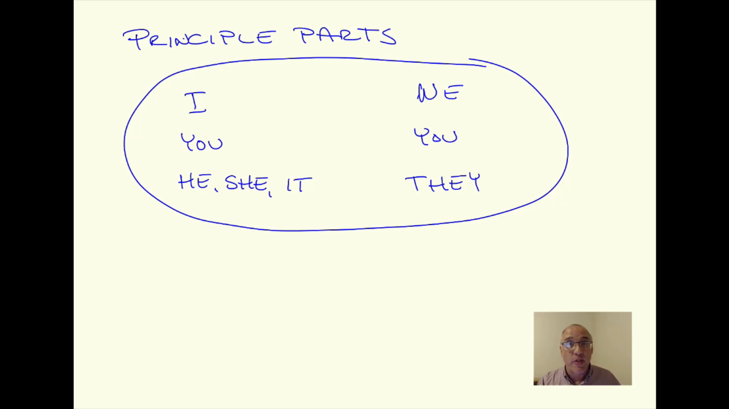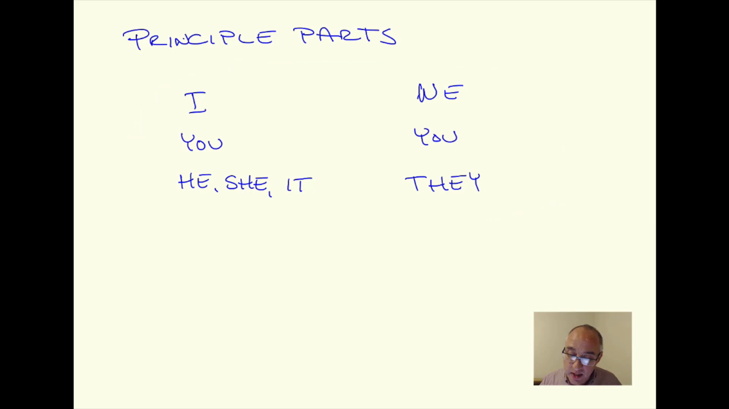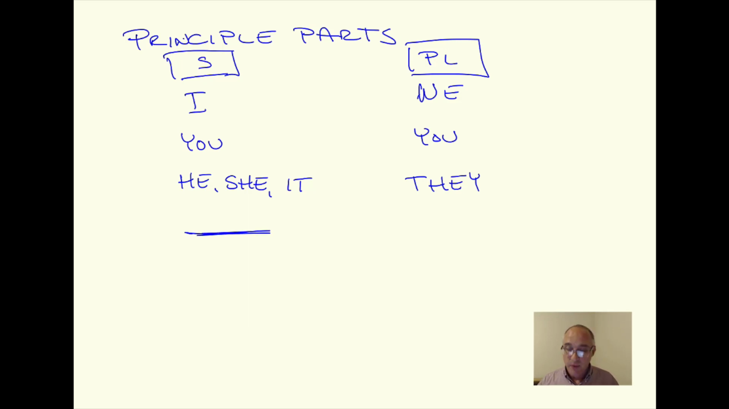Now we have terms for these things. The I, you, he, she, or it, well, singular and plural. Let's do that, because I think that makes sense. Singular, one. Plural, more than one. Everything in this first column here is singular. Everything in this column here is plural. We live in the South, so we can say the plural you equals y'all.